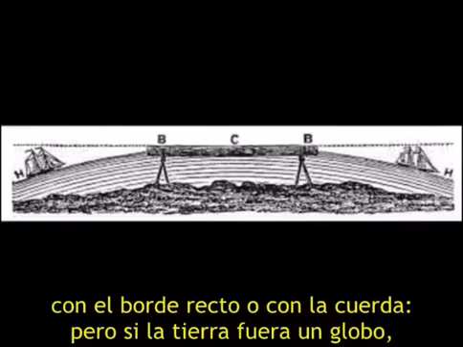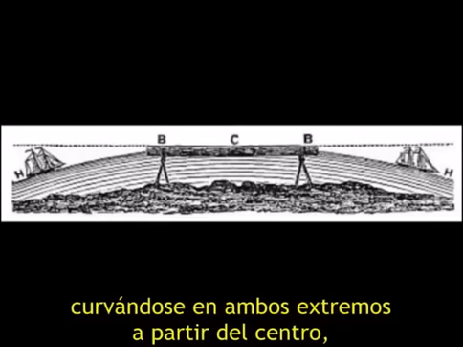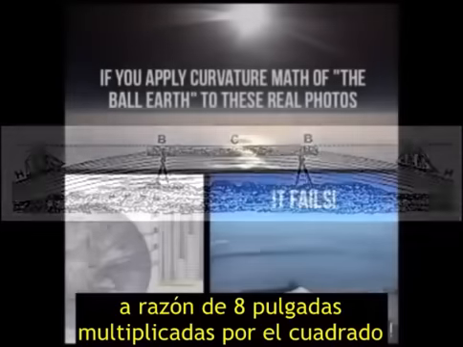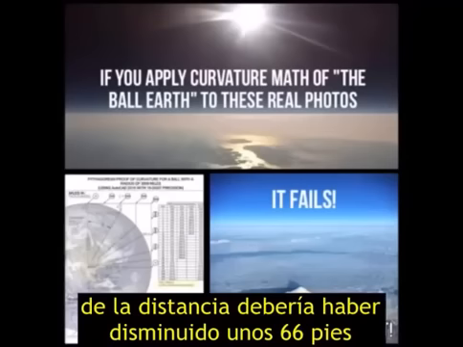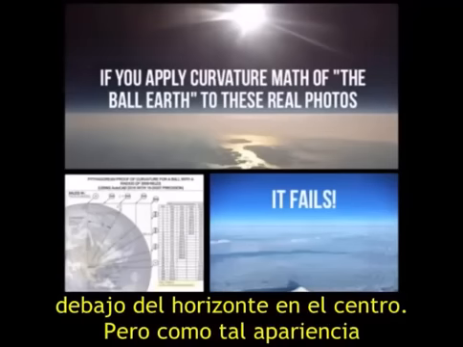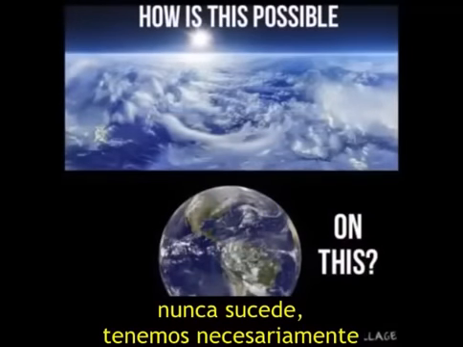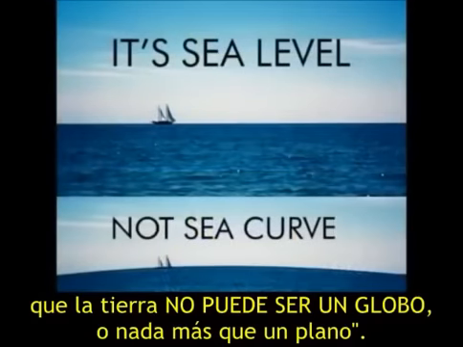But if the Earth were a globe, the horizontal line would form an arc of 20 miles in length, curving both ways from the center, at the rate of 8 inches multiplied by the square of the distance. Hence the horizontal line at either end of the distance ought to be depressed some 66 feet below the horizon in the center. But as no such appearance is ever presented, it necessarily follows that the Earth cannot be a globe, or other than a plane."